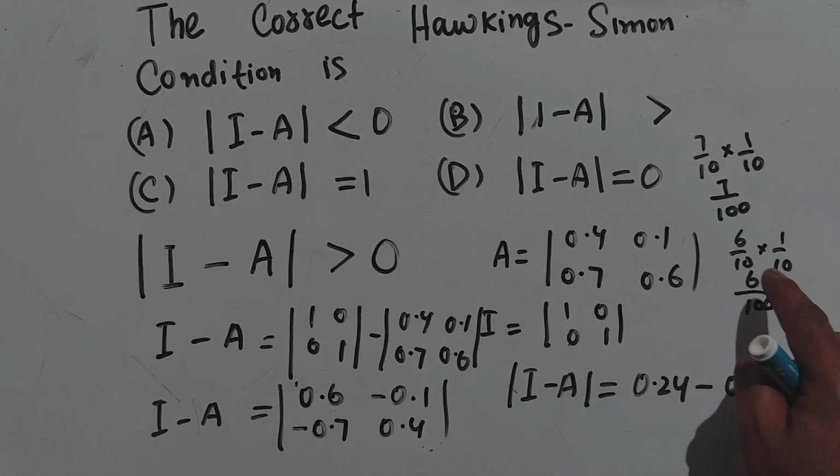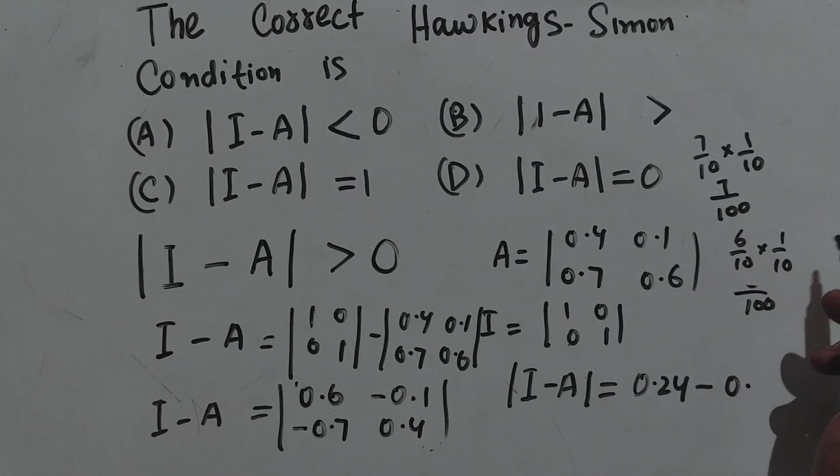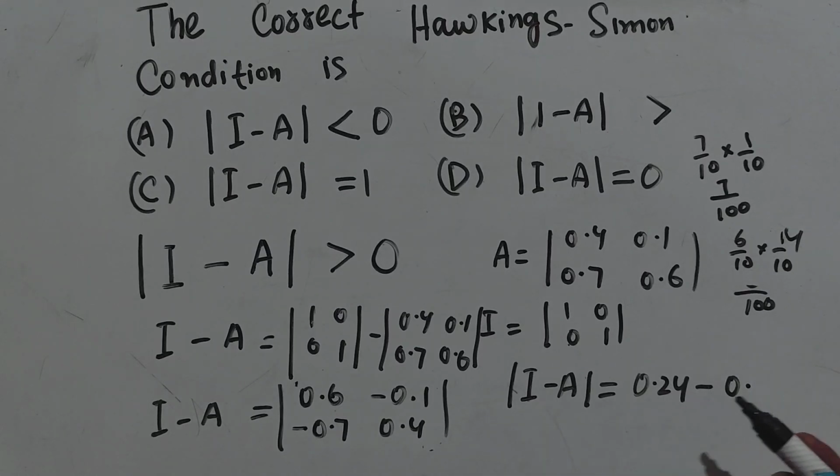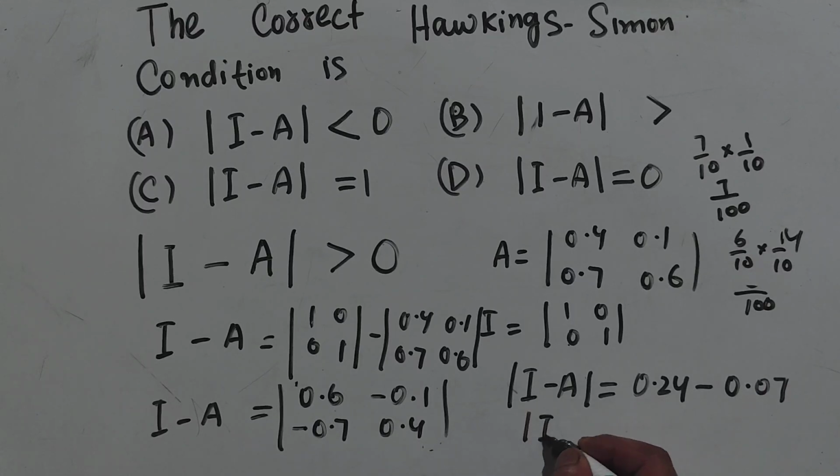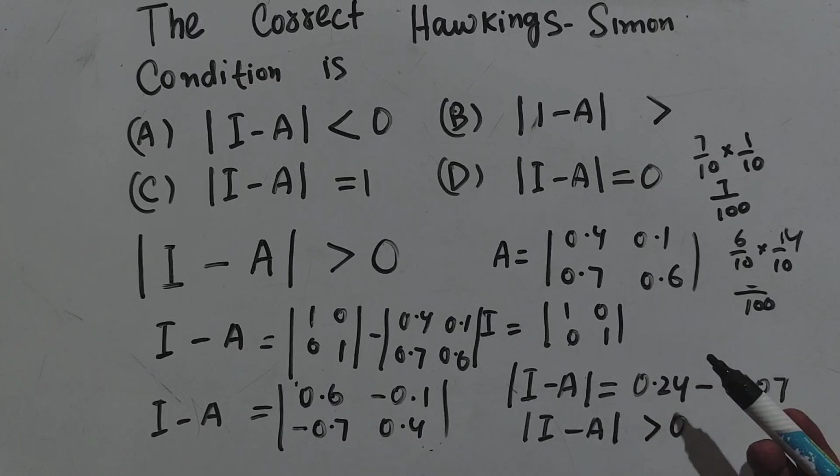Okay, so we have here, rather 4. Okay, it is perfect. So let us subtract this. So it is 0.07 rather here. So here you can see I minus A is positive. Okay, it satisfies the viability condition.